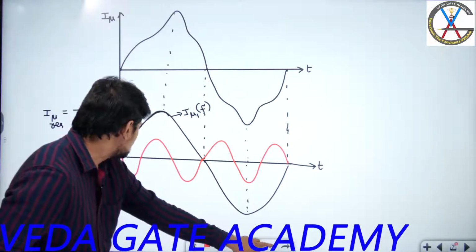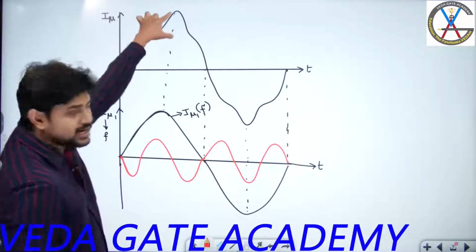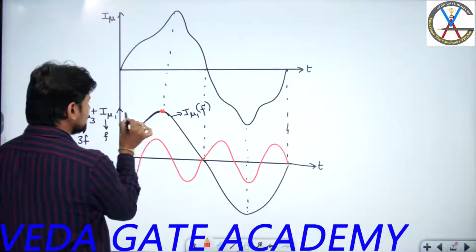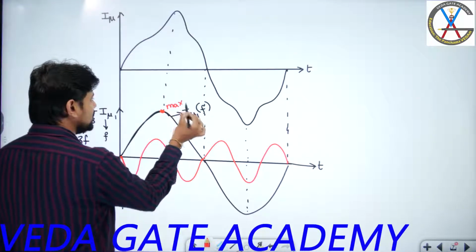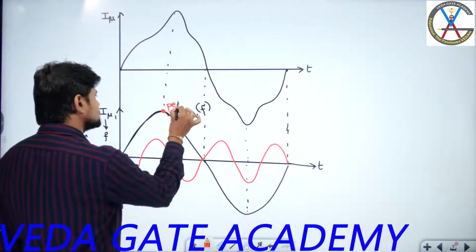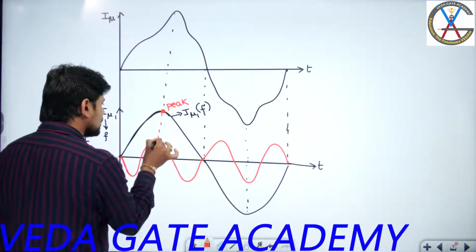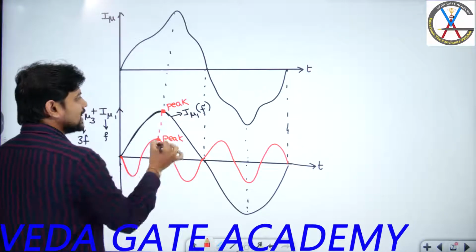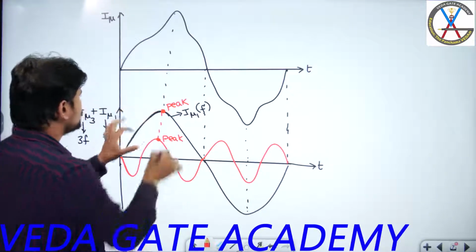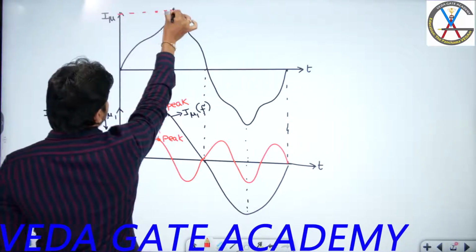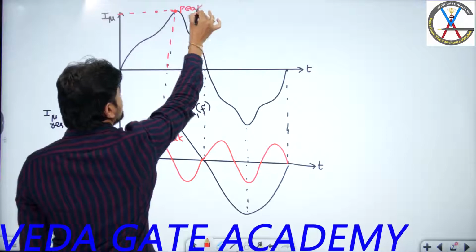Why? The reason is, I need to get what kind of waveform? A peaky waveform. If I want a peaky waveform, when the fundamental has its maximum value, at the same instant my third harmonic also has a peak value. So if I add these two positive maximums, the resultant is also a peak value. So this becomes the peak.